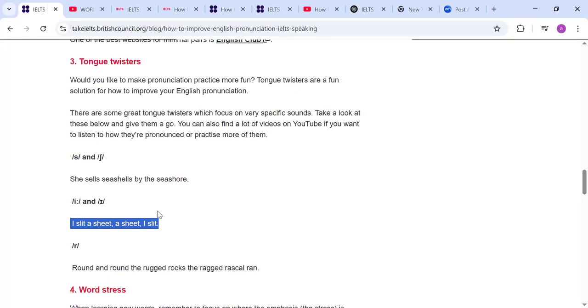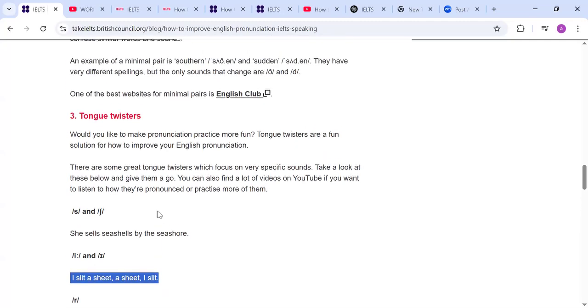So why do we use tongue twisters? What are the benefits? If anyone knows, can you share that? Otherwise, I will share with you. Ma'am, you can share.